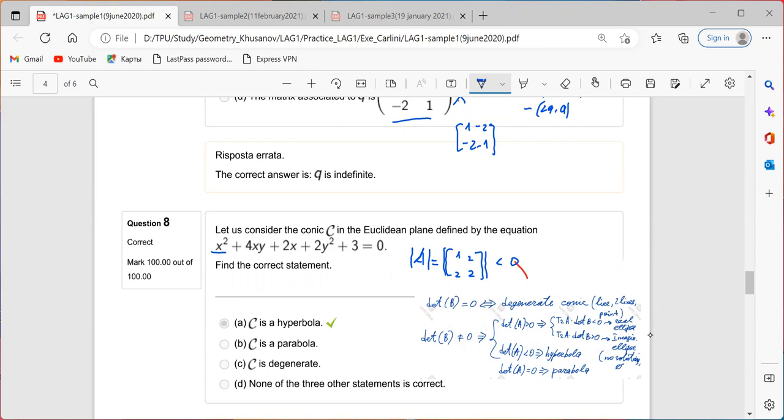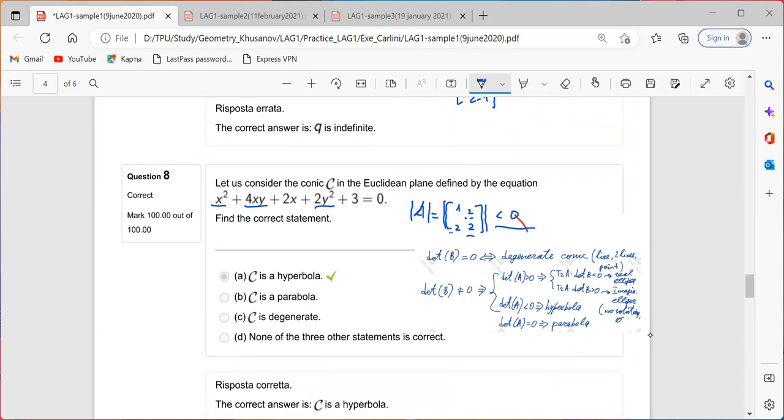The coefficient of x square will be 1. The coefficient of y square will be 2. Then the coefficient of xy will be 4, and this 4 is divided by 2 and 2 is put here. So this is A. Then we have to compute the determinant of A, the matrix of the quadratic form. It will be 2 minus 4, which is less than 0. That's why, in general, it may be a hyperbola, but it may be a degenerate case as well.